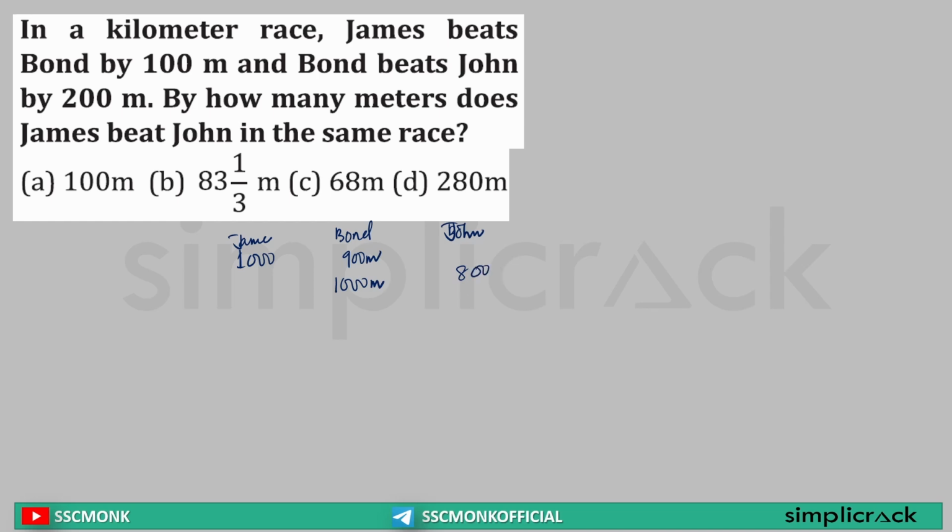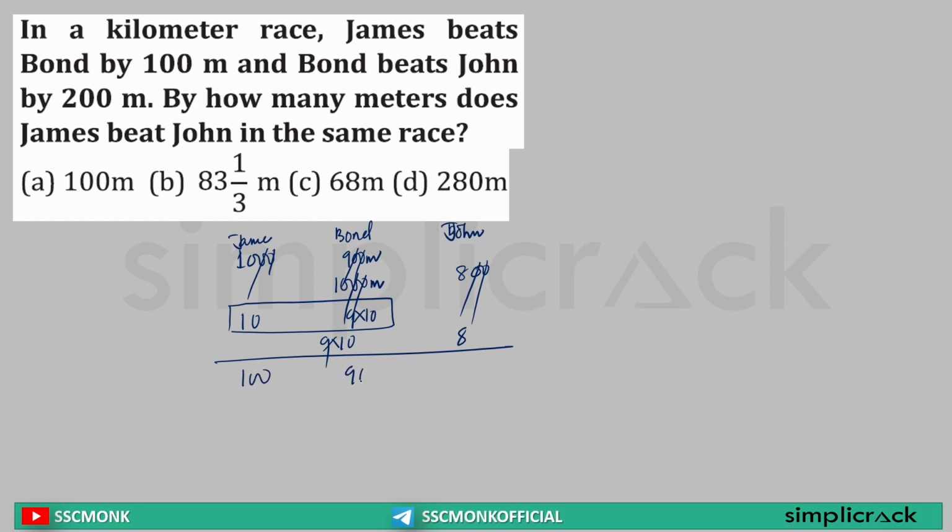Yes. Sir, now 0, 0, 0, 0 crossed out. 0, 0, 0, 0 crossed out. What is remaining, sir? 10, 9, 10, 8. So here if I multiply 10, here if I multiply 9, it will be 100. 10 into 10, 100. 10 into 9, 90. 9 into 8, 72. That means when James runs 100 meter, Bond runs 90 meter and John runs 72 meter. That means by how many meters James beat John? Sir, 100 minus 72, that is 28 meter.